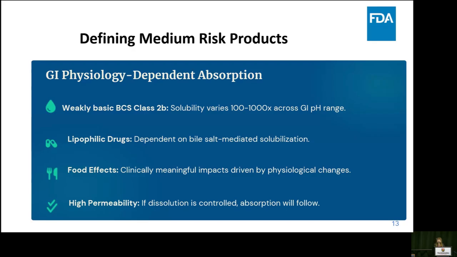When AUC increases 40% or more in fed condition versus fasted condition, that clearly tells us that the GI conditions, including pH change, bile salt concentration, and emptying time, meaningfully impact the in vivo dissolution and absorption. And this phenomenon cannot be captured by a conventional QC dissolution method, which is usually run under a single pH buffer medium and a non-physiologic condition.